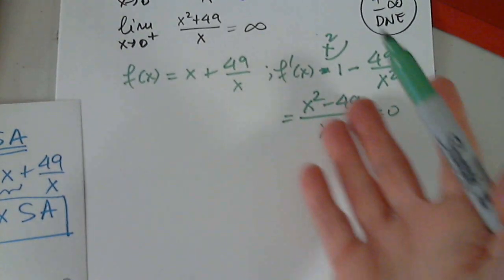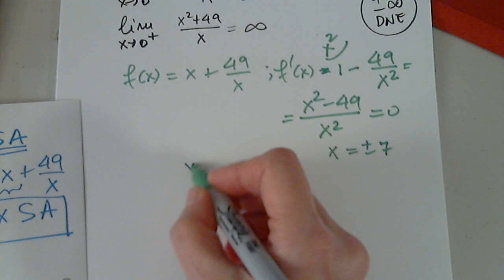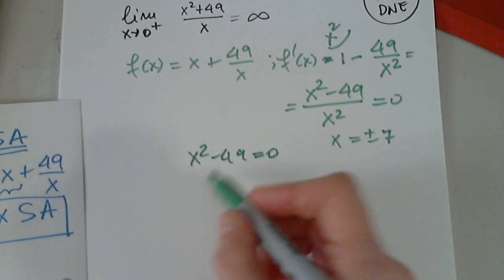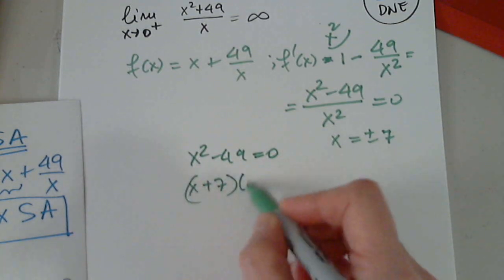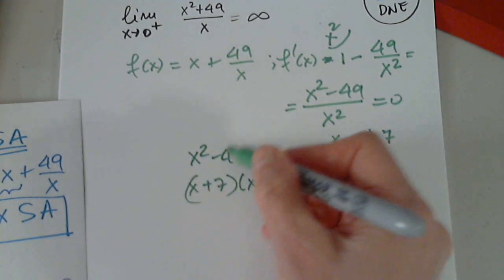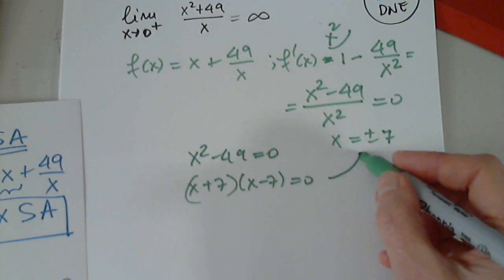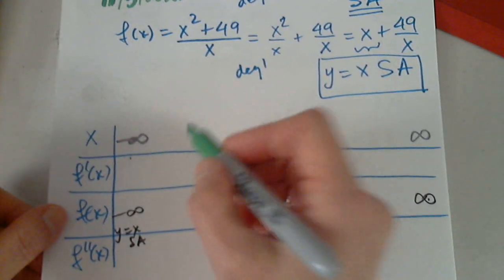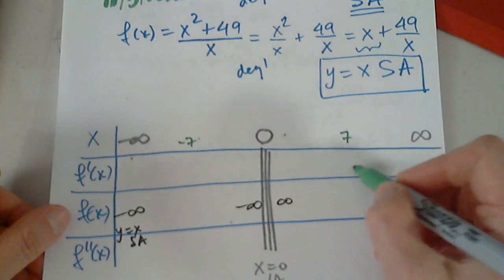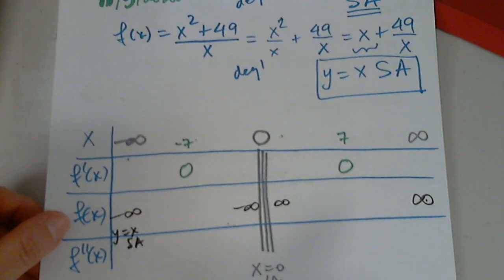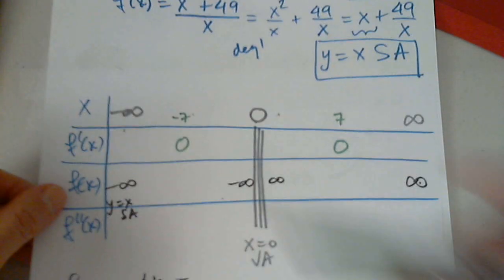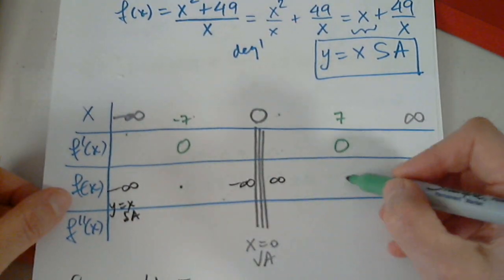You can factor, or you say a fraction is 0 when the numerator is 0. Or you factor, that's one way. Or you take 49 to the other side and take the square root, and that's still the same thing. So negative 7, positive 7, 0, 0. I need to study the sign of the first derivative, and also plug in the function negative 7 and 7.